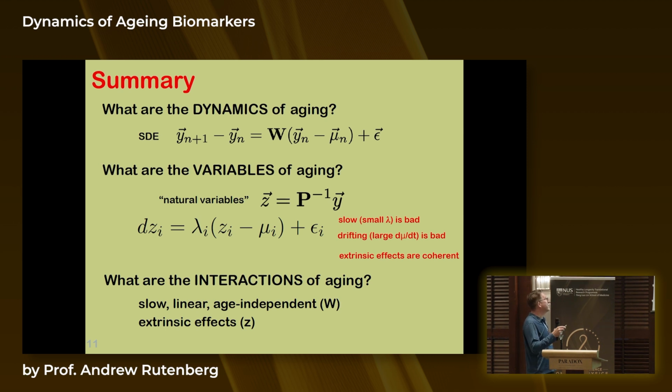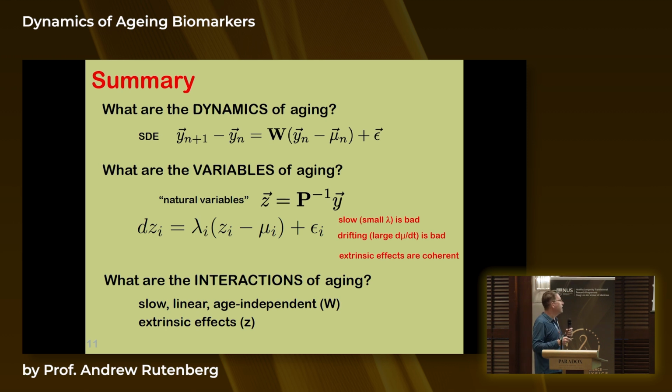So what are the dynamics of aging? Well, at least for these sort of variables, we want to capture stochastic homeostasis, and this is a natural way of analyzing it that's light statistically. But we don't want to just do that in the raw. We want to make use of linear algebra and diagonalize this and capture these natural variables, which are linear combinations of the raw ones. And in terms of these natural variables, slow variables, weakly stable variables are bad. Drifting variables, age dependence, fixed points are bad. And the stochastic effects, the extrinsic effects, seem to be coherent.